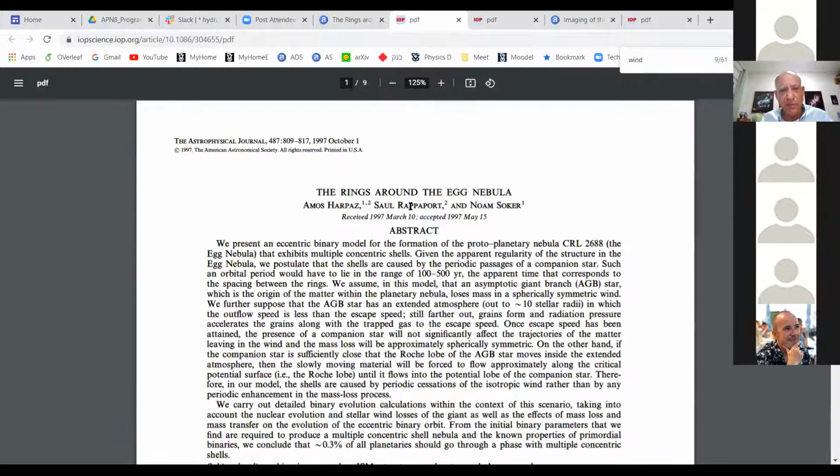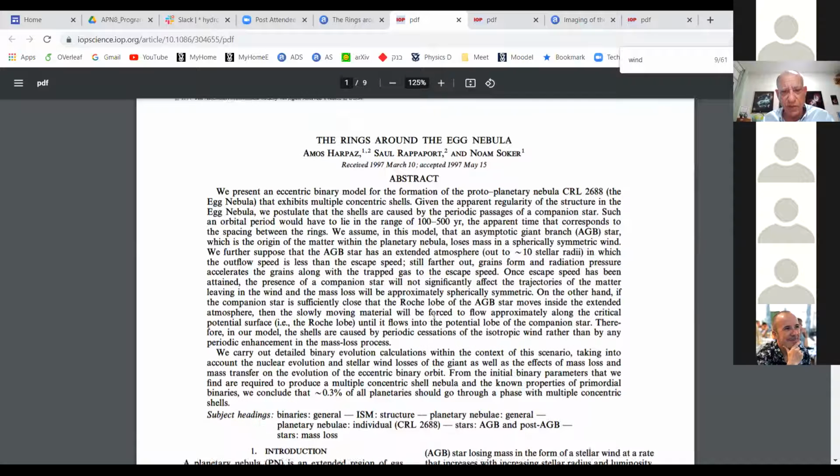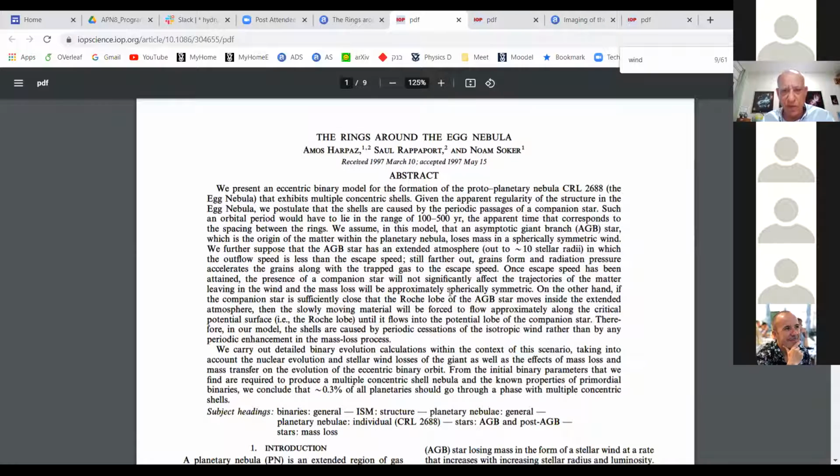This is a paper of Harpaz, who passed away several years ago, and Rappaport and myself, the ring around the Egg Nebula, and we tried to explain it. So we have all the buzzwords. On the other hand, if the companion star is sufficiently close, the Roche lobe of the AGB star moving inside the extended atmosphere, we don't call it wind, we call it the acceleration region of the wind, which is 10 times or even more than the AGB star.